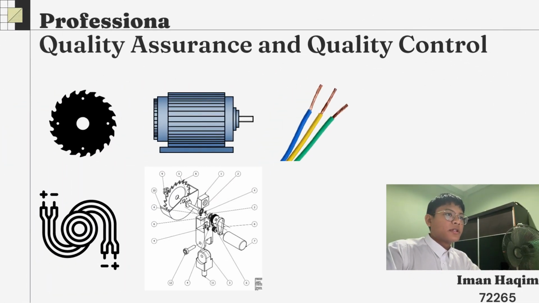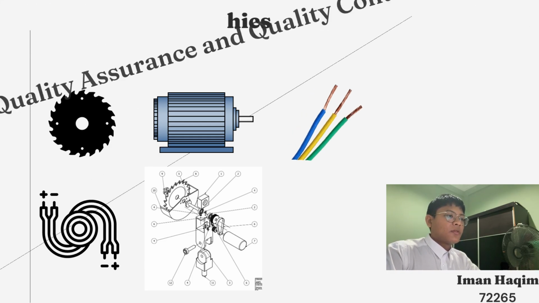For quality assurance and quality control, visual inspection of the blade needs to be done. The motor needs to be tested for its functionality. Safety testing of switch and wiring needs to be conducted. The durability testing of the handle and housing needs to be conducted. The performance testing of the cutting ability also must be tested, and compliance testing of electrical and safety requirements.